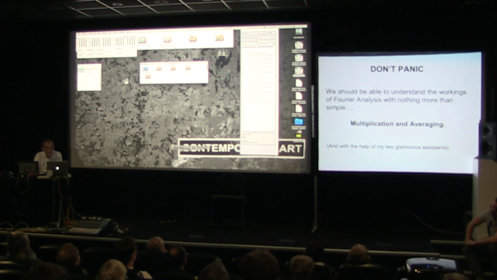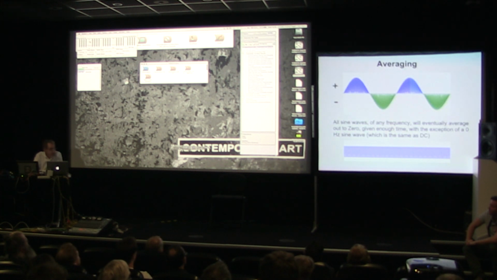Right. So basically Fourier analysis is nothing more than just multiplication and averaging. Let's look at averaging first. Right, so imagine that's a standard sine wave. You can tell that there's an equal amount of area above the line as there is under the line. So the average of that is going to equal 0. Now any sine wave, the average is going to equal 0.